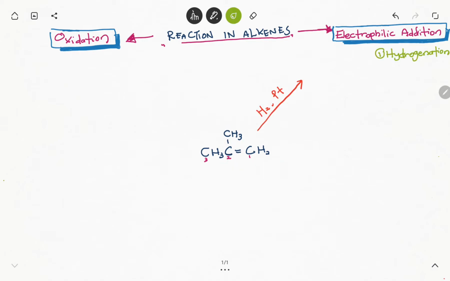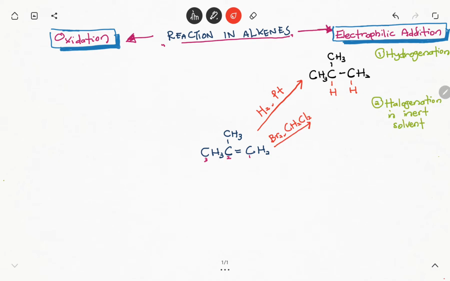The first reaction is hydrogenation, where it involves the reaction of alkene with hydrogen gas in the presence of a catalyst. So the double bond is broken apart and the hydrogen atoms are added to carbon number 1 and carbon number 2.